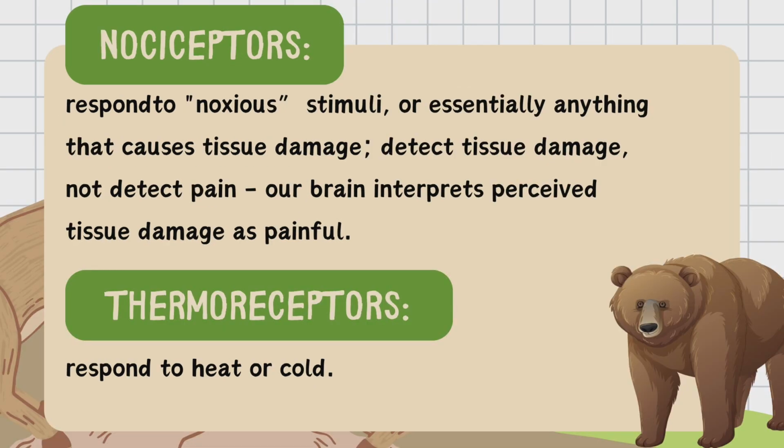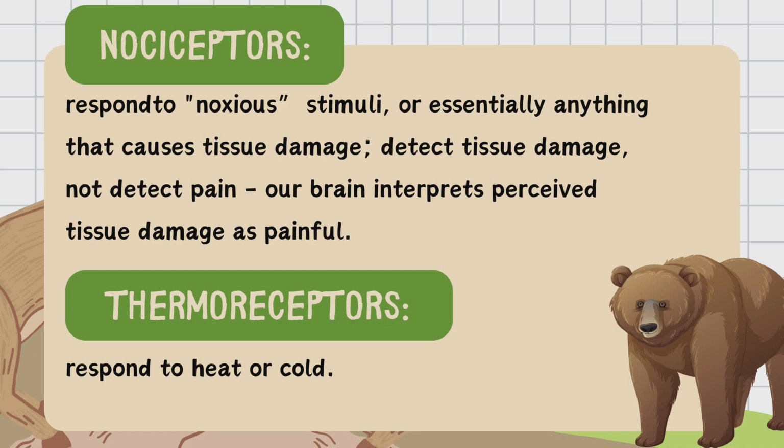So, let's go to nociceptors. Nociceptors respond to noxious stimuli, or essentially anything that causes tissue damage. It detects tissue damage, not pain. Our brain interprets perceived tissue damage as painful. Thermoreceptors respond to heat or cold.